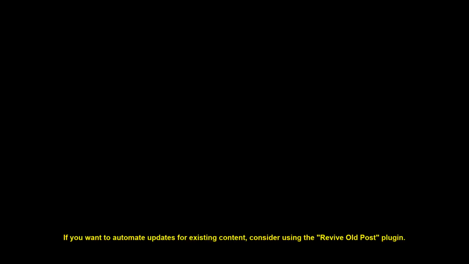If you want to automate updates for existing content, consider using the Revive Old Post plugin. Install and activate this plugin. Go to the Revive Old Post settings. Select how frequently you'd like to share your older posts on social media platforms. Save the changes to ensure updates are automated.